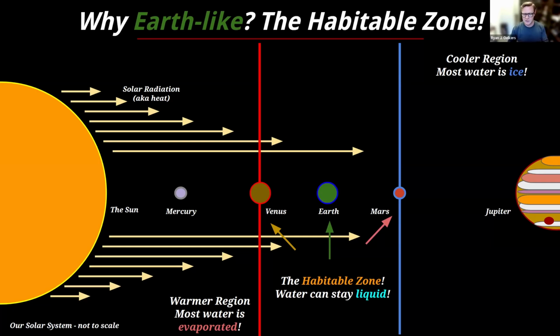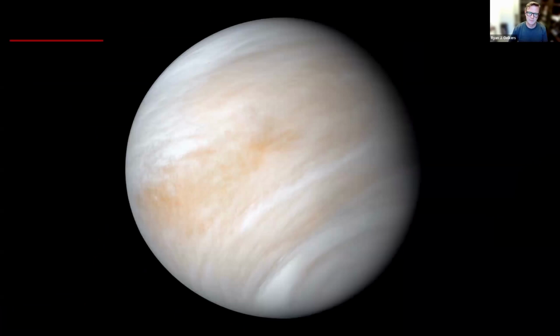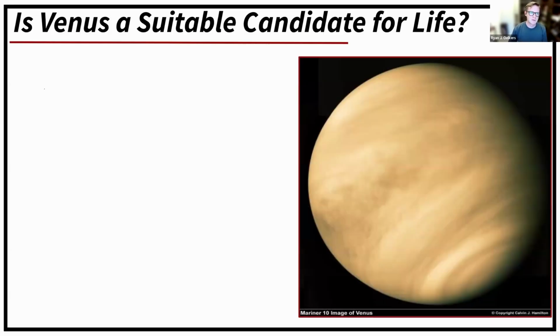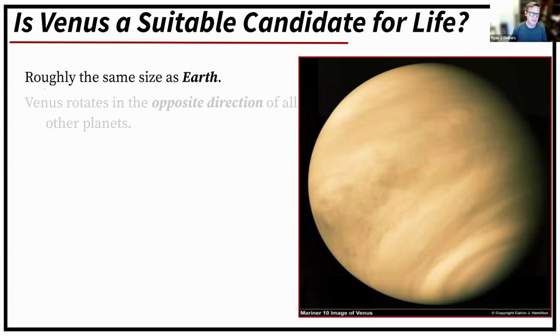Okay. And so we can talk about those 2 to see if they also have liquid water on them. So the first one is Venus. Nice picture of Venus here. So the question is, well, is Venus a suitable candidate for life? It's roughly the same size as Earth. So if we went there, you know, we'd feel pretty good. We wouldn't have any weight changes.